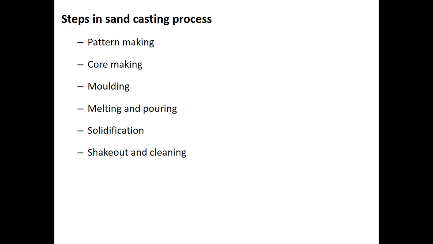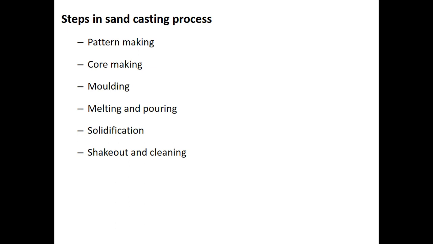Using this pattern, you can make a mold cavity to which molten metal is filled later. So the first step in this process is pattern making. Usually wood, maybe in your basic mechanical engineering workshop you have used a wood pattern. Again, you can use a metal pattern, a wax pattern, or plastic as a pattern.